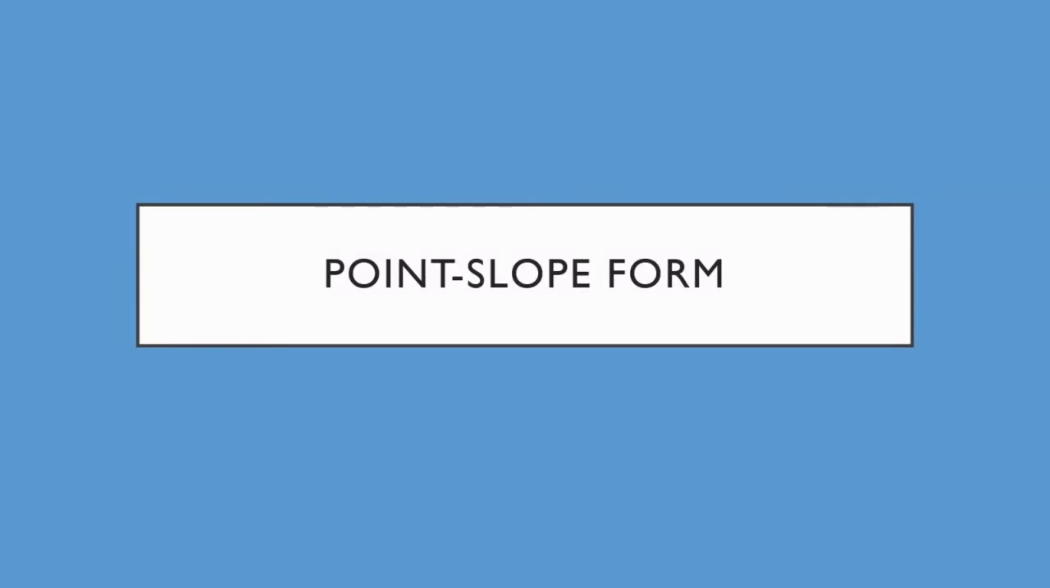All right, so this is section 3.5, which talks about point slope form, and this is very helpful for the discussion this week because in order to write your equation for a line, you're going to want to use point slope form.